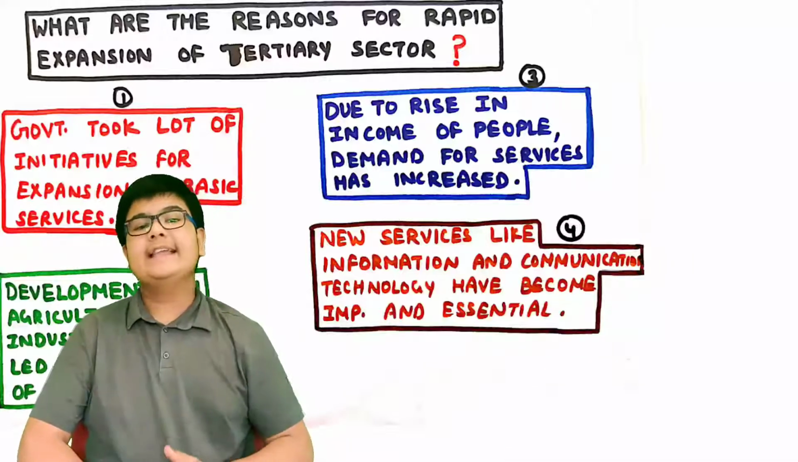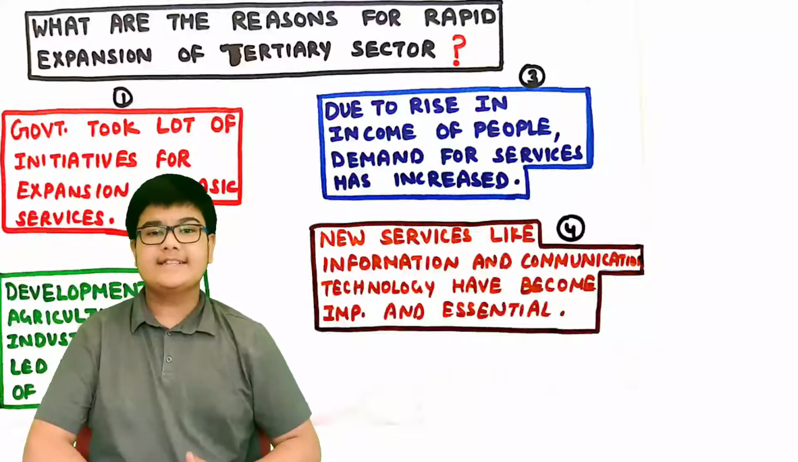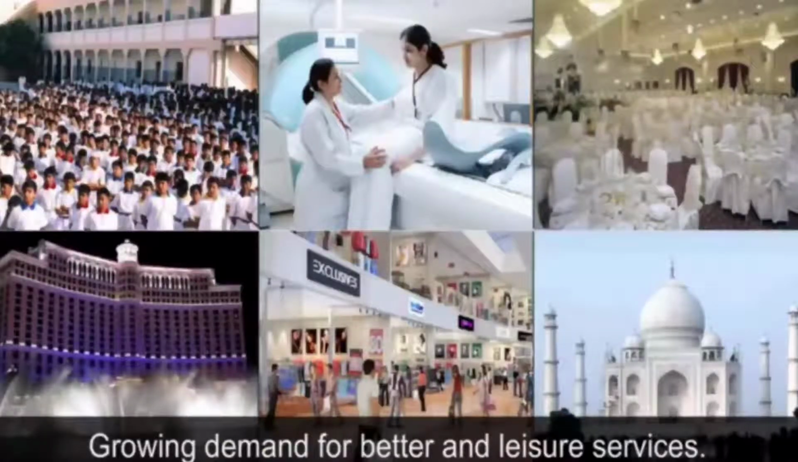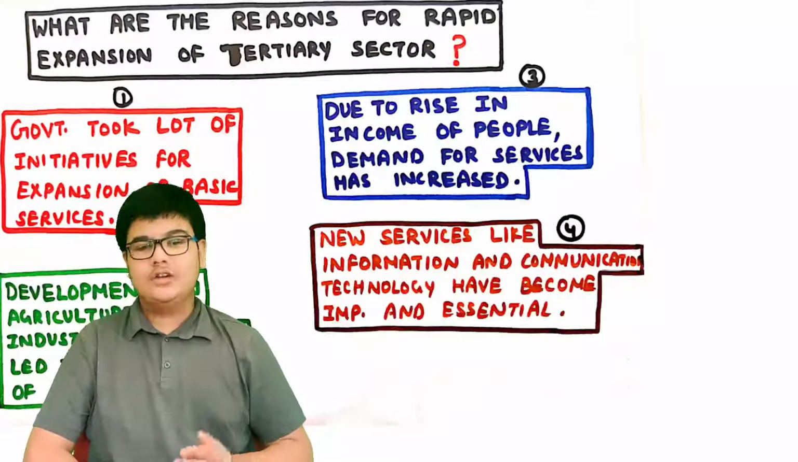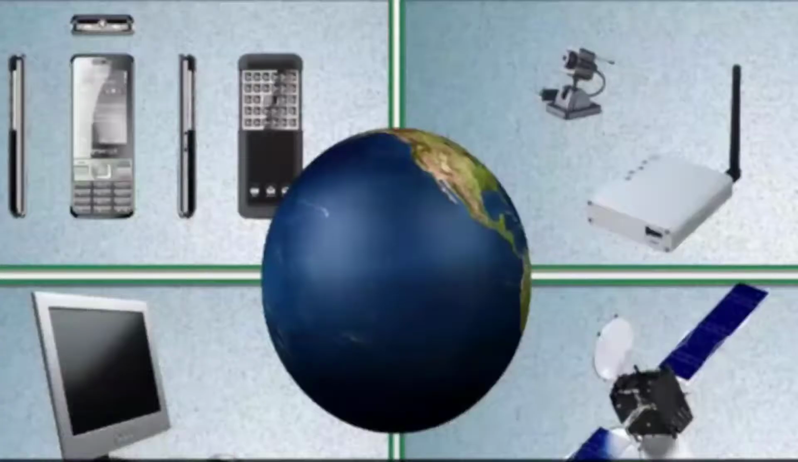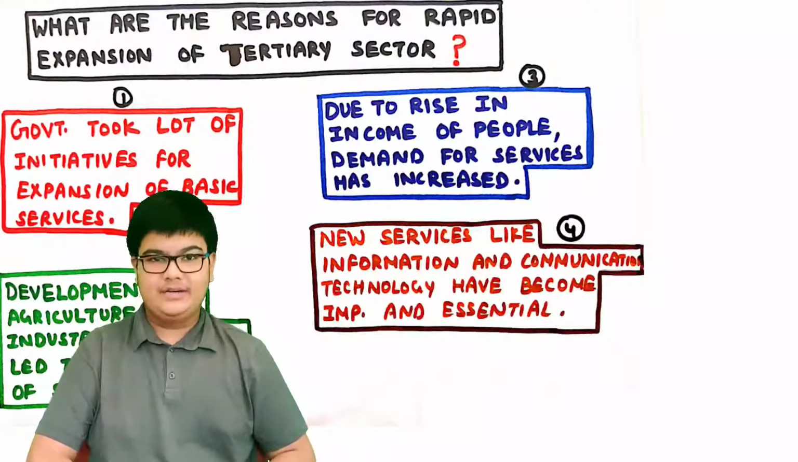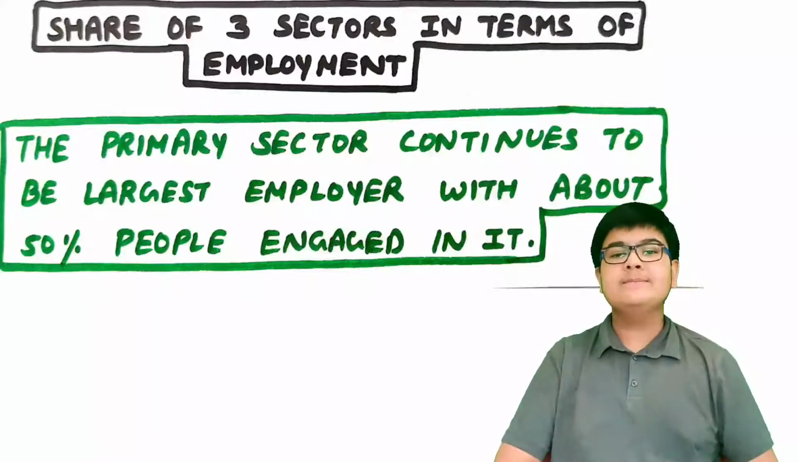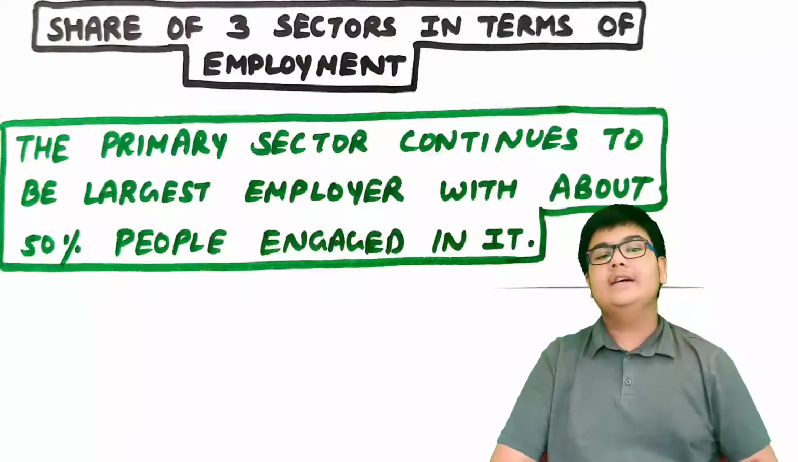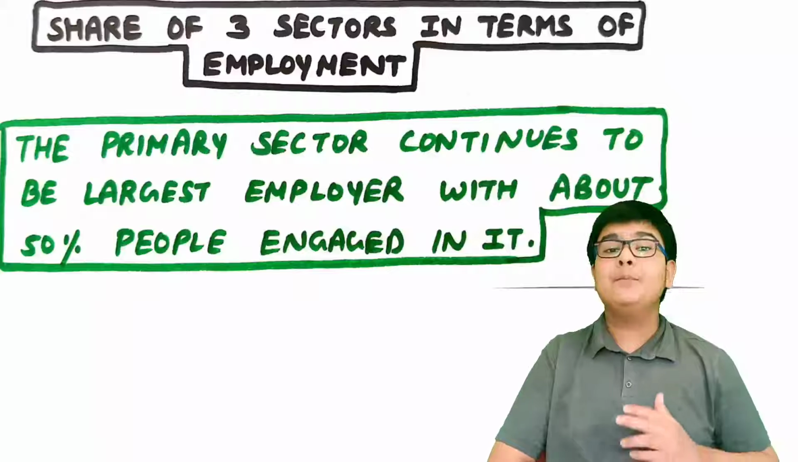Third, due to the rise in income of people, the demand for services such as private schools, private hospitals, restaurants, shopping centers, and tourism has increased. And fourth, due to the improvement in technology, new services such as information and communication technology have become important and essential. So till now we have seen that the tertiary sector is the most important contributor in India in terms of GDP. But now let us see the role of these three sectors in terms of employment.